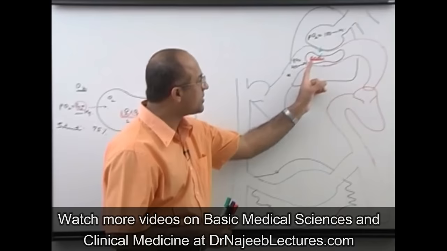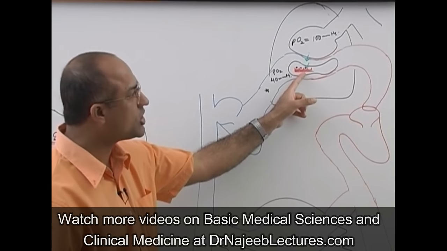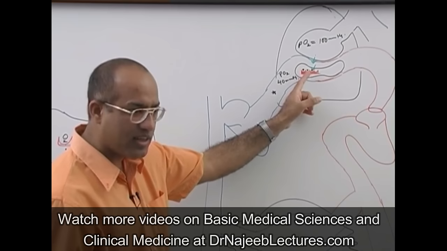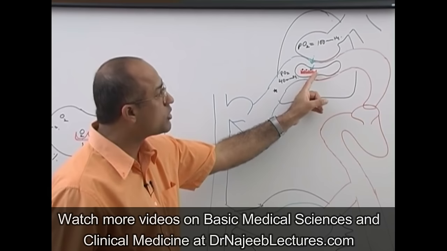As soon as hemoglobin molecules within the RBCs reach the pulmonary circulation, into the pulmonary capillaries, they are already loaded with three oxygen molecules at pockets number 1, 2 and 3, and 75% saturation is already there. Only 25% of the hemoglobin needs to be saturated.